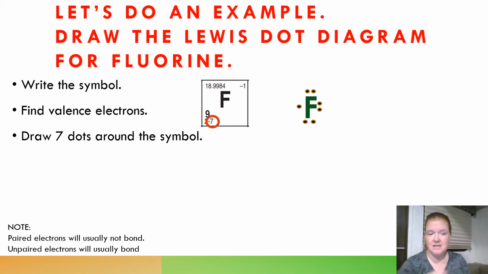I have 7 dots. So remember, paired electrons will usually not bond, so you see the pair on the top. So here, let me just show you. This pair right here, they won't bond. See this pair right here? They won't bond. See this pair right here? They won't bond. This right here, though, this is an unpaired electron, so it will bond. So you can tell from the Lewis dot structure that fluorine will usually form 1 bond.